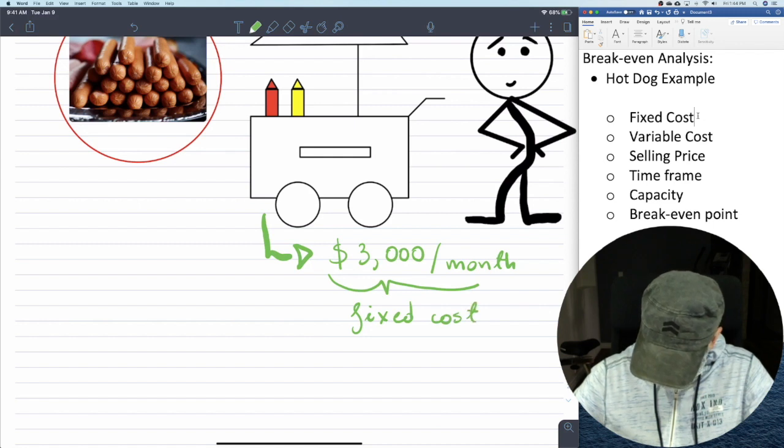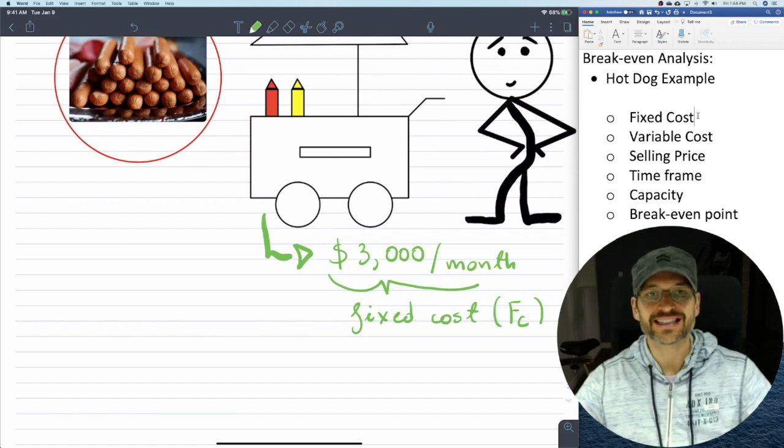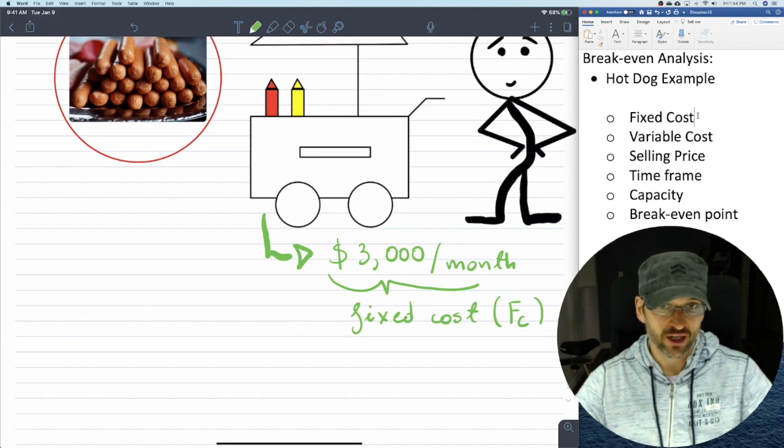Now, why is it a fixed cost? I'm going to abbreviate fixed cost with FC. It is a fixed cost because it's independent of how many hot dogs you sell. So if you sell 1,000 hot dogs or 2,000 hot dogs, the $3,000 stays fixed. It doesn't change for you. And the other part is that it is a cost on a monthly time frame basis, right? So that's what we have.